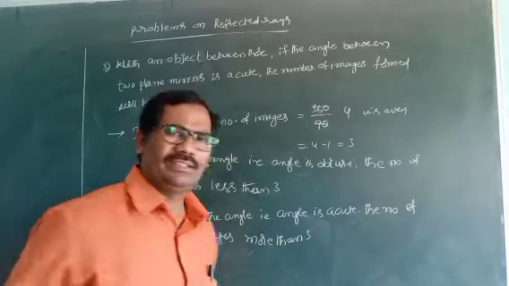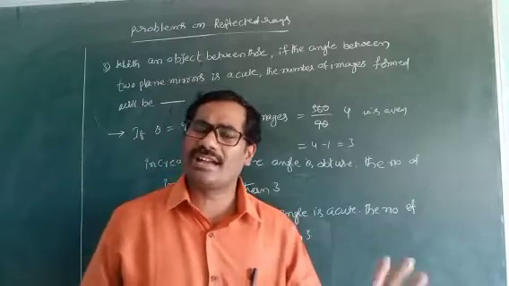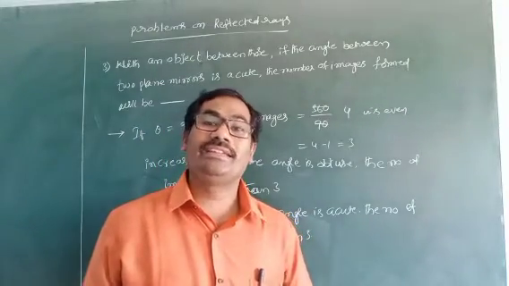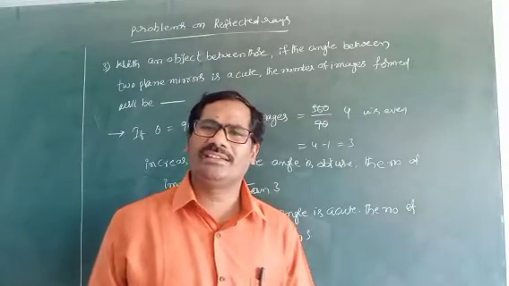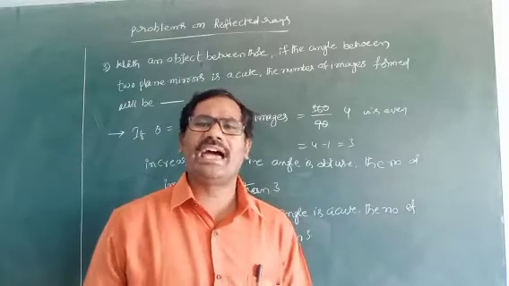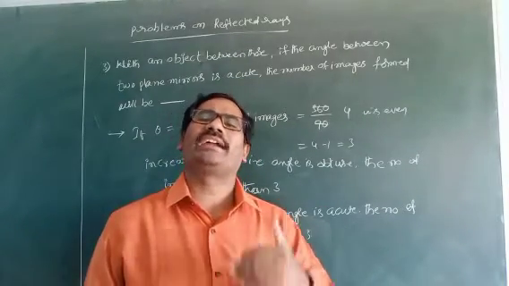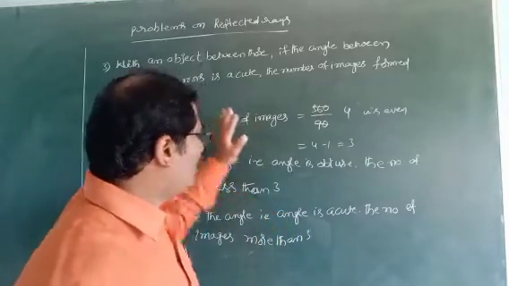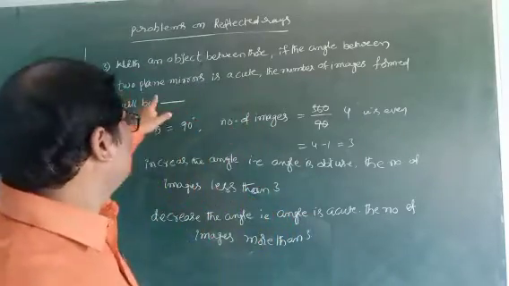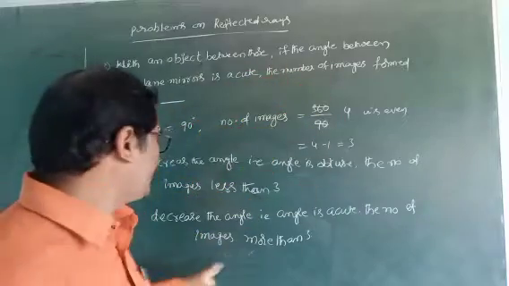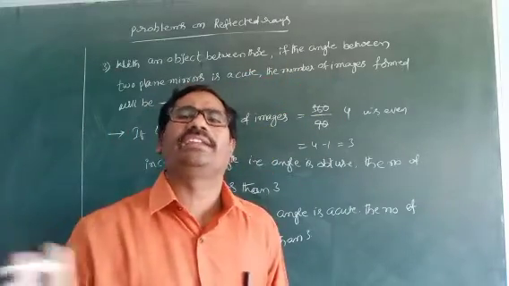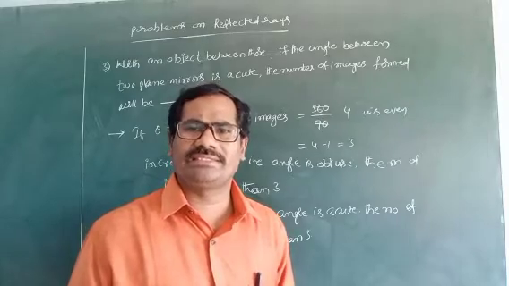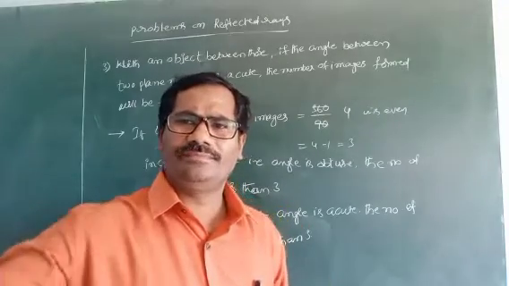Here there is no exact value: acute means less than 90, obtuse means greater than 90. So when the angle is acute, the number of images formed is more than 3. Okay, next one.